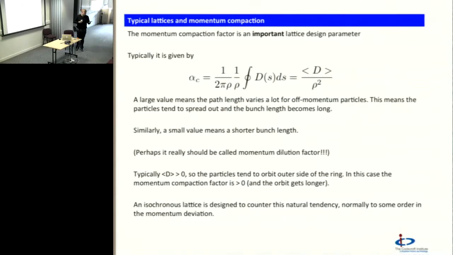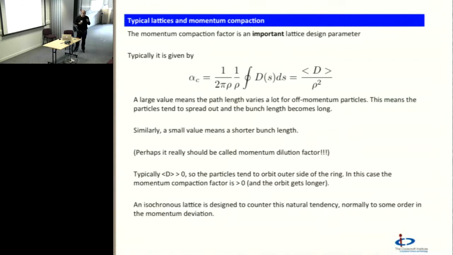Remember HERA, remember LHC? The average dispersion is +2 and not -2 meters. In these accelerators, when you have a larger dp over p, you tend to move out in the ring. That's what tends to happen. So the particles tend to orbit to the outer side of the ring. Just so in this case, we generally have positive momentum compaction factors. An isochronous lattice counters this tendency.